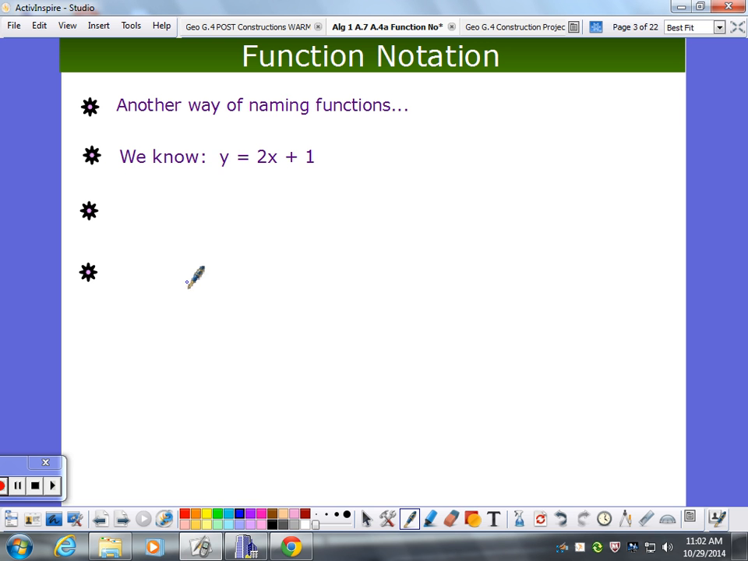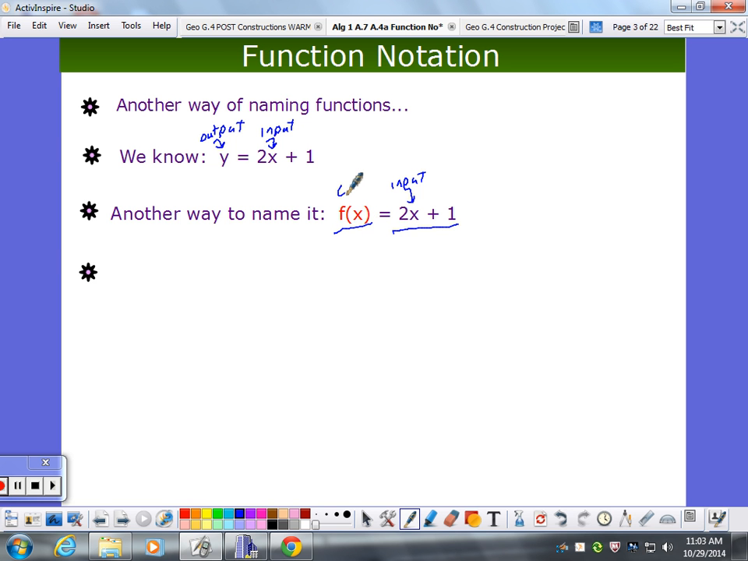So another way to name them, this is what we know. y equals 2x plus 1. Now, x is our input, right? And y is our output. So we're not going to change it drastically. This part's the same. x is our input. But instead of saying y, I'm going to call it f of x. And f of x is the output. And that is how you say it, f of x, how we pronounce it.